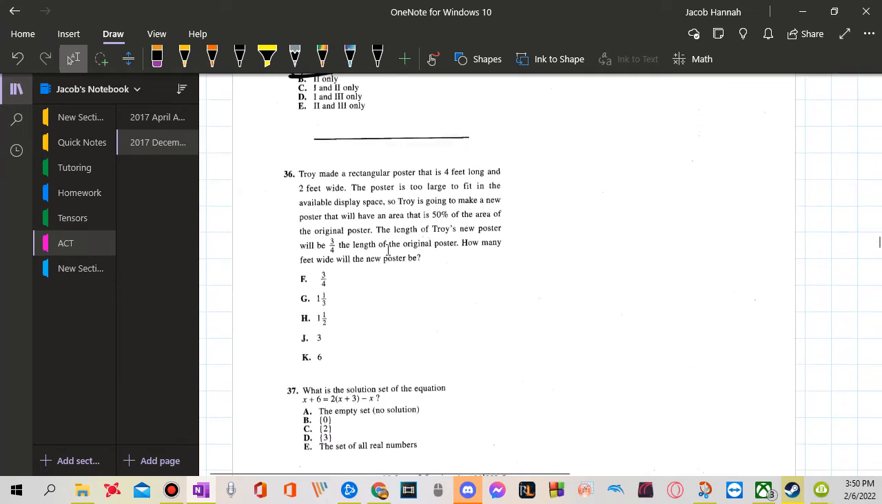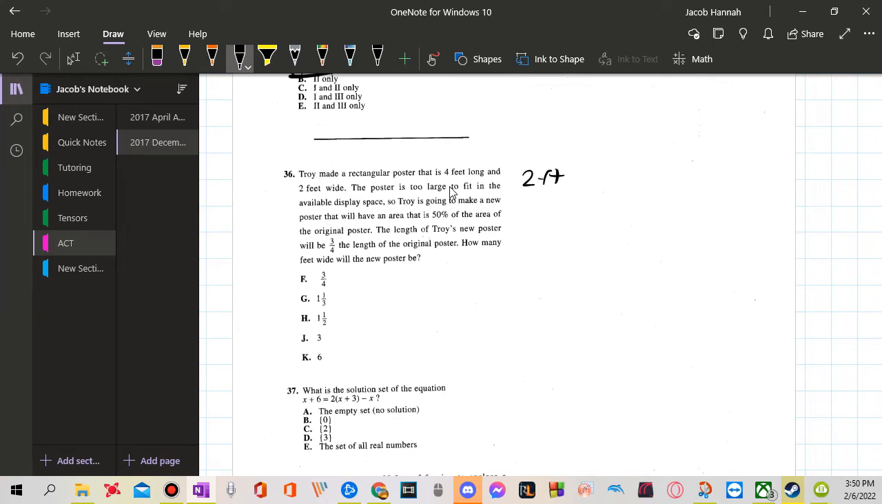Troy made a rectangular poster that is 4 feet long, 2 feet wide. The poster is too large to fit in the available display. So Troy's going to make a new poster that will have an area that is 50% of the original poster. Well, let's go ahead and find that because I'm sure we'll need it.